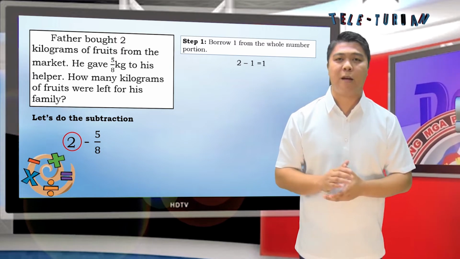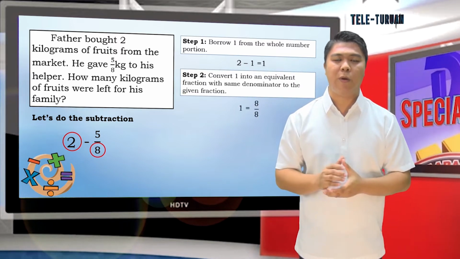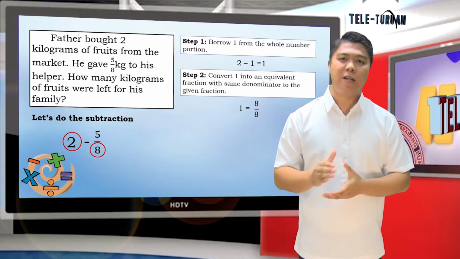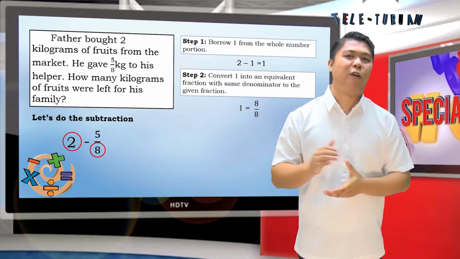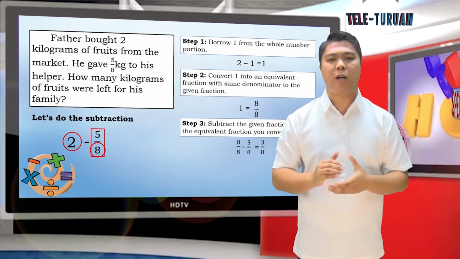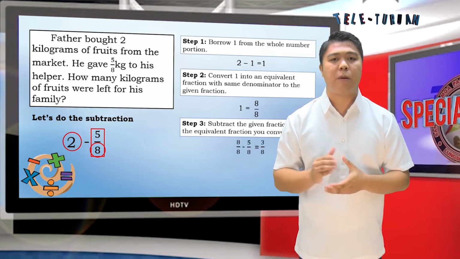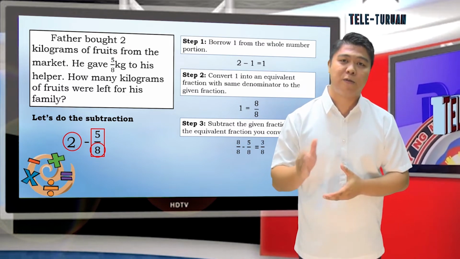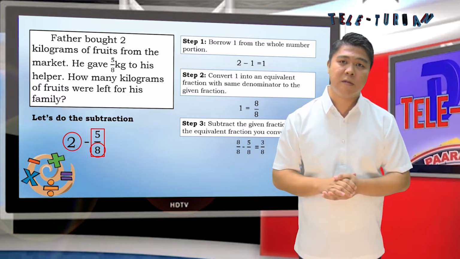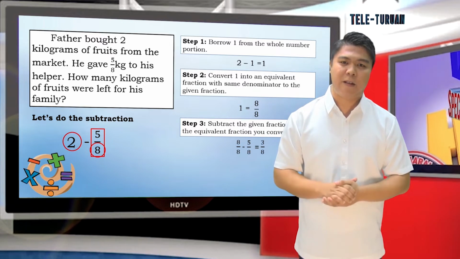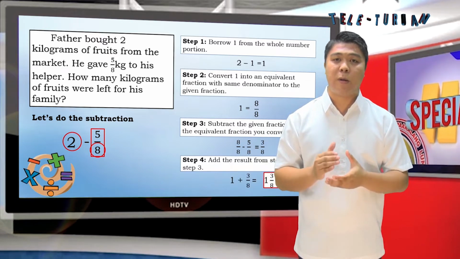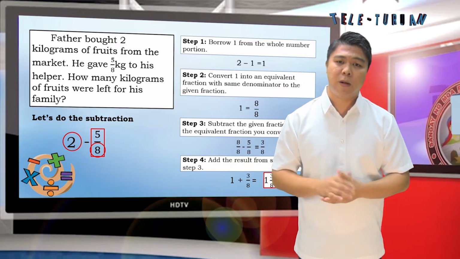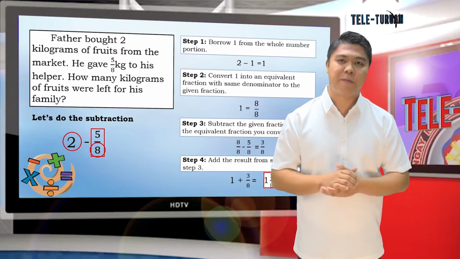You are right. Step 2, convert 1 into an equivalent fraction with same denominator to the given fraction. 1 is equal to 8 over 8. Very good. Step 3, subtract the given fraction from the equivalent fraction you converted. 8 over 8 minus 5 over 8 is correct. 3 over 8. Step 4, add the result from step 1 and step 3. 1 plus 3/8 is equal to 1 and 3/8.